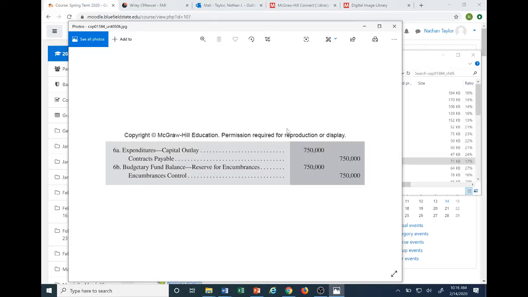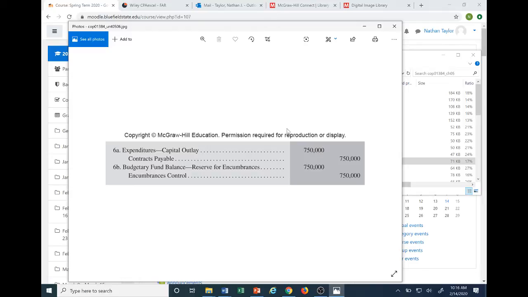So let's look at this entry. The first thing I want to do is, like I said, I like unencumbering stuff first, which obviously they've done backwards here. So I'm going to start with 6B here, because that's just the way I like doing it, so I don't forget to do that. So it's for $750,000 is what he's billed us for, right? So we're going to debit budgetary fund balance reserved for encumbrances for $750,000, credit encumbrances control. So now 750,000 of that has been unencumbered, right?